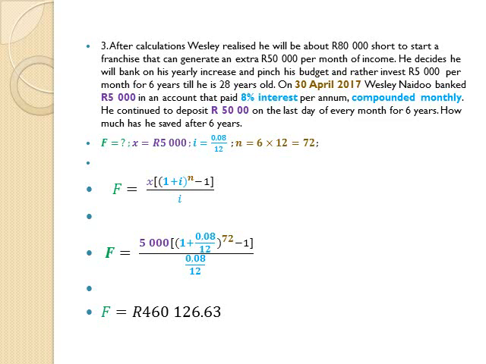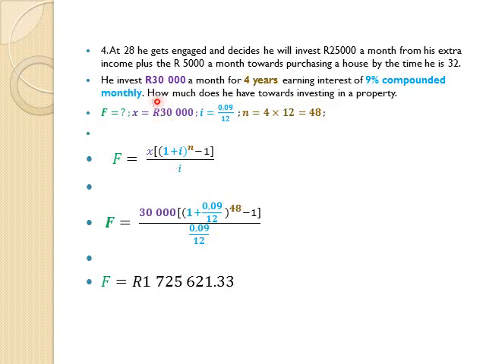Now let's look at what else he can do after this. So at 28, he's been dating his girlfriend for quite some time. Gets engaged. Between the two of them, they are both working. They decide they will invest 25,000 rand a month from his extra income. Remember, he's now starting a business that's making 50k extra, plus the 5,000 that he was investing in any case a month towards purchasing a car by the time he's 32. So from there now, his business 25k plus his 5k gives him 30,000 rand a month that he will invest for 4 years, earning interest at 9% compounded monthly.